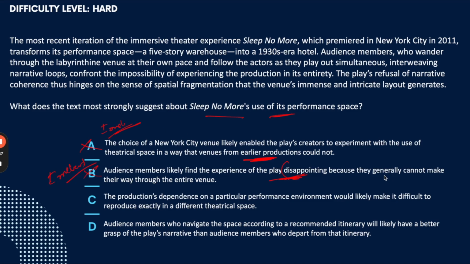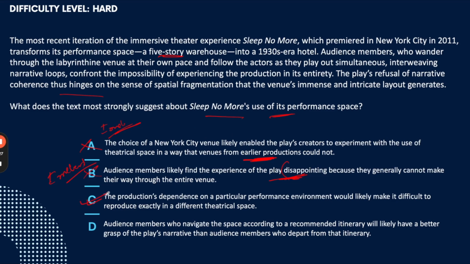The production's dependence on a particular performance environment would likely make it difficult to reproduce exactly in a different theatrical space. Now, this option says that the text emphasizes how the fragmented and immense layout of the venue is essential to the experience. Right? It's really important for them. This entire fragmentation was important for them as an experience for the audience to feel. Meaning, it would be hard to replicate it elsewhere. They did something with this 5-story warehouse. This particular implementation in some other location is going to be very hard.